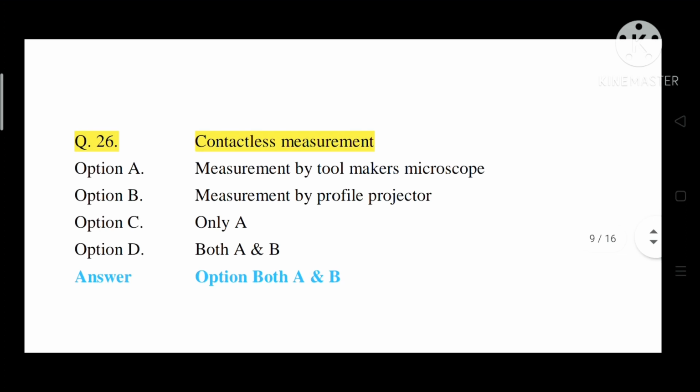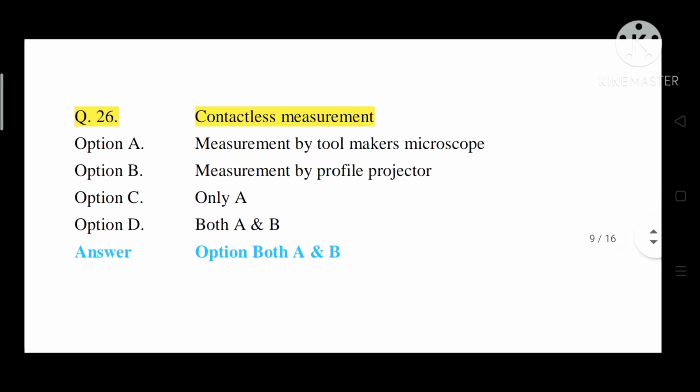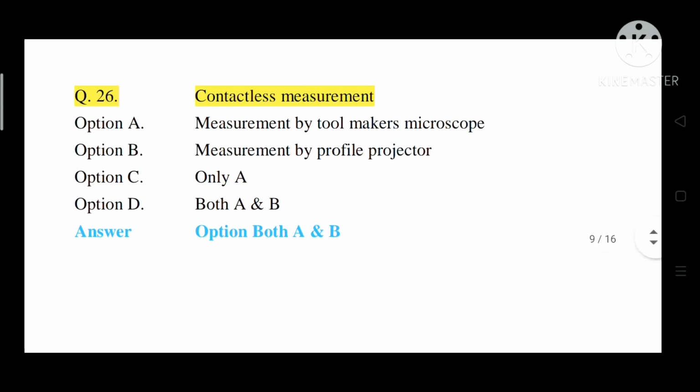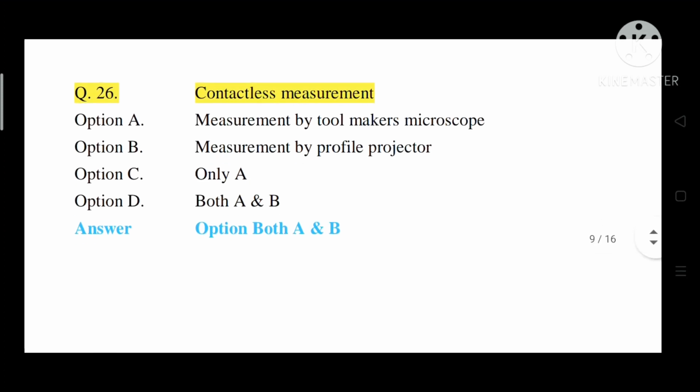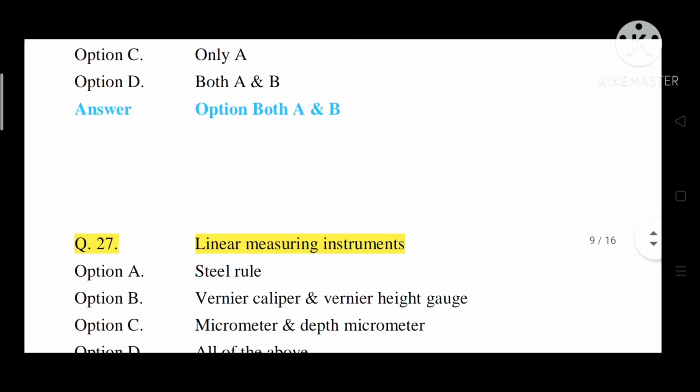Question number 26. What is contactless measurement? Options are: option A, measurement by toolmaker's microscope; option B, measurement by profile projector; option C, only A; option D, both A and B. So the correct answer is option D, that is both A and B, contactless measurement, because both are not making contact with the part. So that is why option D is correct, that is both A and B.